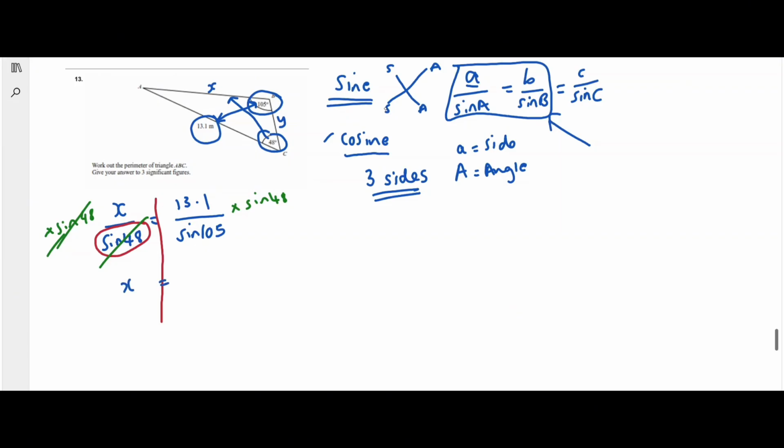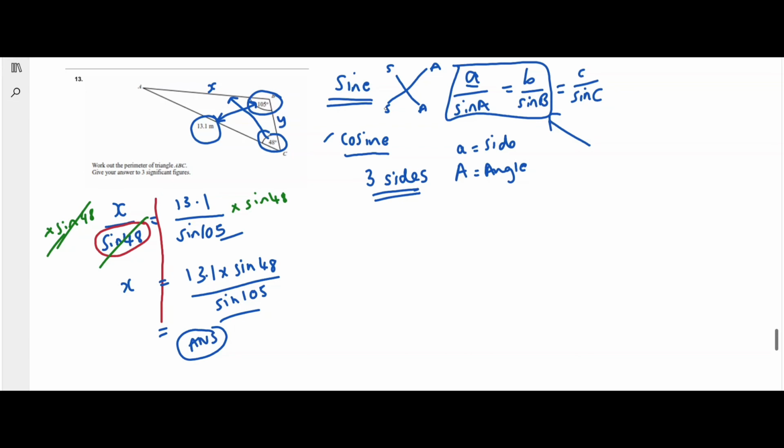And if I times by sine 48 on the other side, I end up with 13.1 times by sine 48 over sine 105. You can write it like this, or you can write it like this. They're both exactly the same. Either way, you can put them into your calculator like this, or as we've just written it here. So all you would do then is pop that into your calculator and work out your answer.